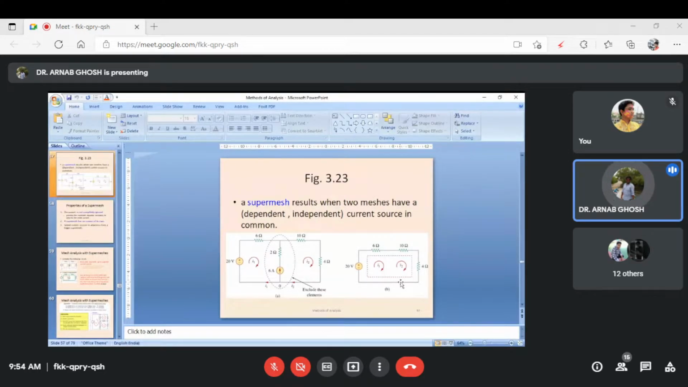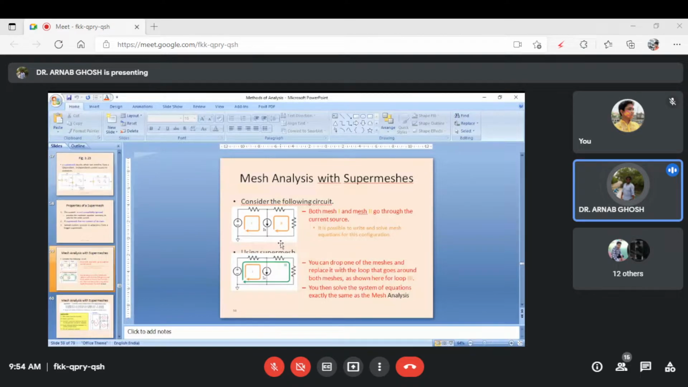So when I am having the mesh analysis with the super meshes, this is the condition. You had two loops initially. What you are left with is a bigger loop, a loop 3, and you can drop one of the meshes because you already have one equation as I1 minus I2 for that current. So you are left with an entire loop, and you know the currents through each of the circuit elements in the loop. I1 will be flowing through this, I2 will be flowing through this, I2 will be flowing through this. So you can form the equations.